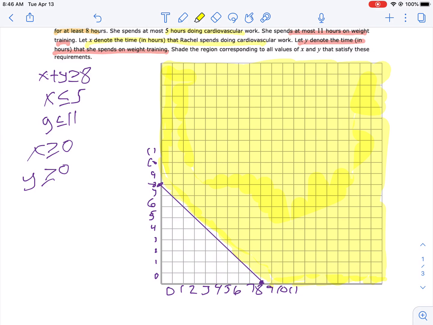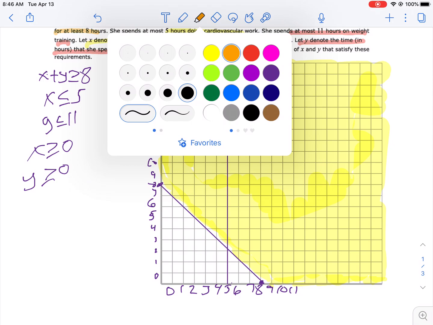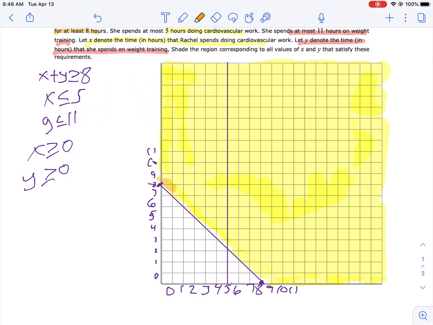Okay, then we're going to have X is less than or equal to 5. So that's a vertical line going through 5. And I'm going to shade less than, so that means I'm going to shade to the left of that line. So right here is going to be my double shaded region. And by default, I graphed X is greater than or equal to 0 also, just by doing it in the first quadrant only.